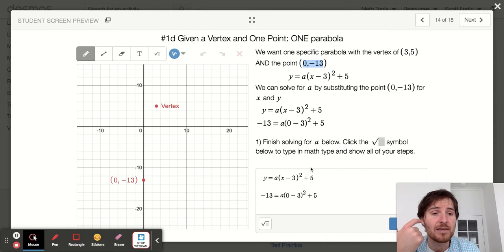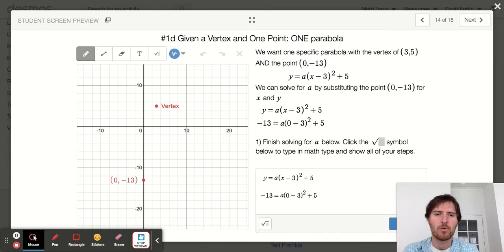What we're going to do is something similar to it, which is going to involve how we solve for a to figure out what's here. So finish solving for a below, click the square root symbol below to type in math and show all your steps here. So we might do this slide 14 to take through this here. Well, if y equals a times x minus 3 squared plus 5, we know what our vertex is. We're plugging in our vertex here to where h and k appear, of course.